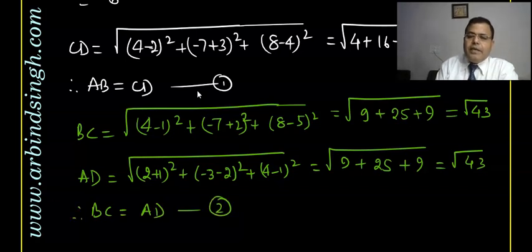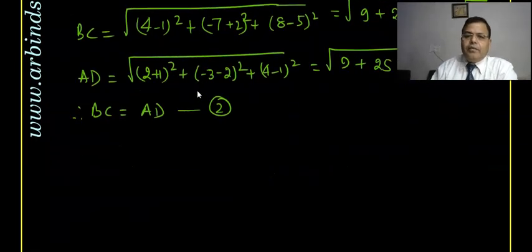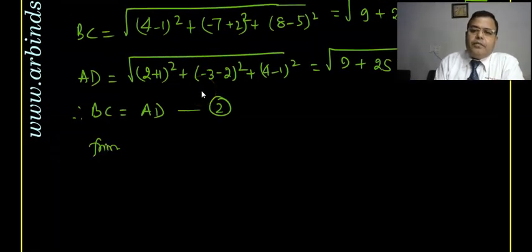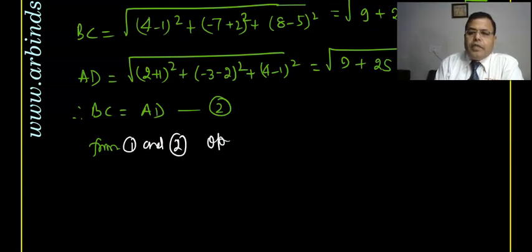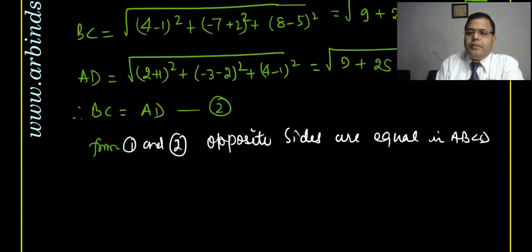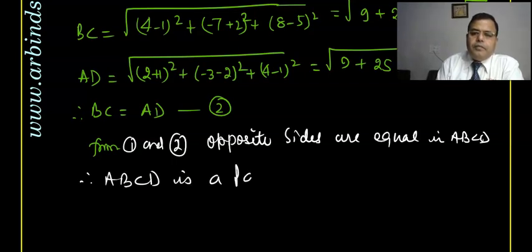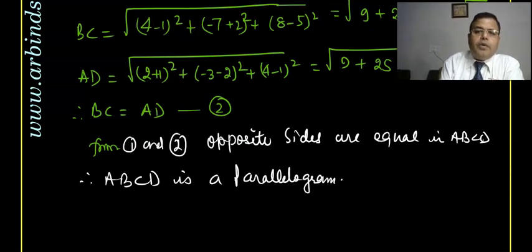From first and second, opposite sides are equal in ABCD, and therefore ABCD is a parallelogram. I hope you got it. Okay.